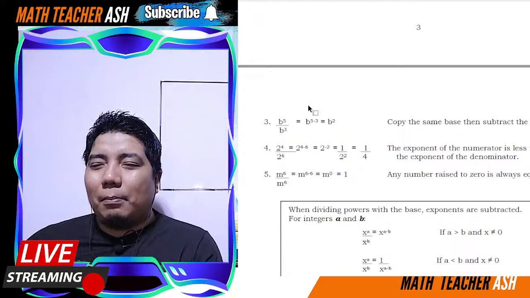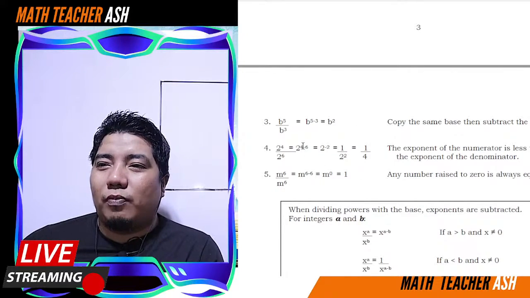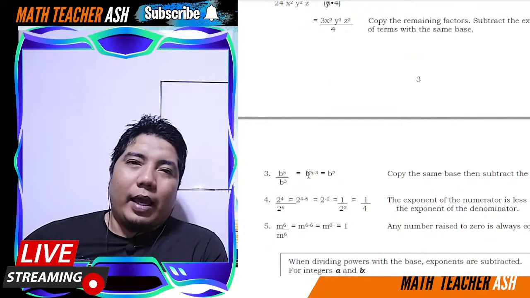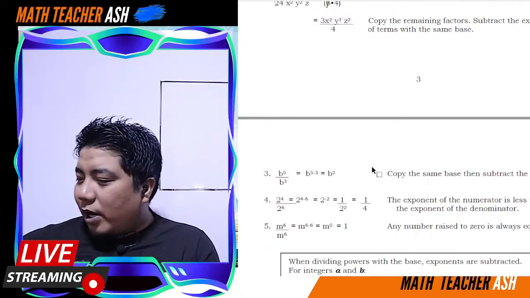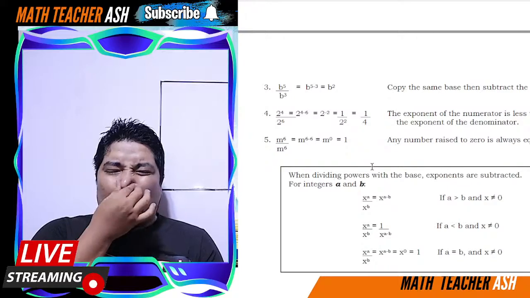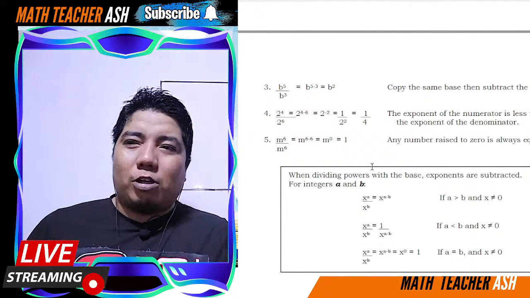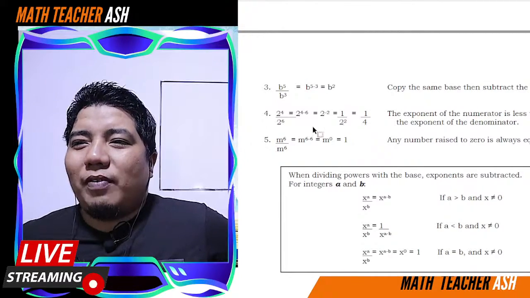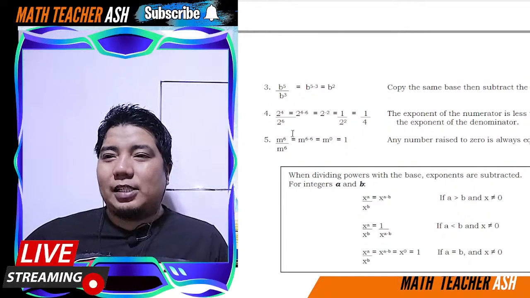Now, example number 3. B to the power of 5 over b cubed. So, of course, katulad lang siya ng example kanina sa number 1. You just copy b and then you subtract 5 minus 3, giving you b squared. Okay, napakadali lang. Now, ang tanong, Sir Ash, what if mas malaki ang exponent ng denominator kaysa sa numerator? Okay. Example, we have here 2 to the power of 4 over 2 to the power of 6.